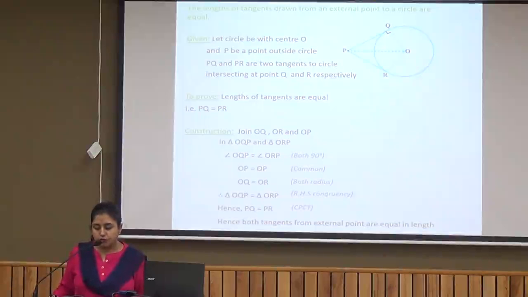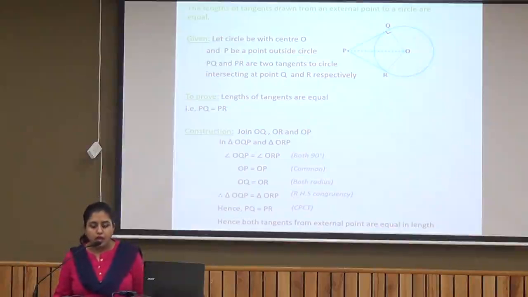How can we prove that? Let's have a simple construction over here. Join OQ and OR and also join OP. Now you can see two triangles, triangle PQO and triangle PRO. In these two triangles, let's have three corresponding elements equal. OQ is equal to OR, the reason being the radii of the circle.